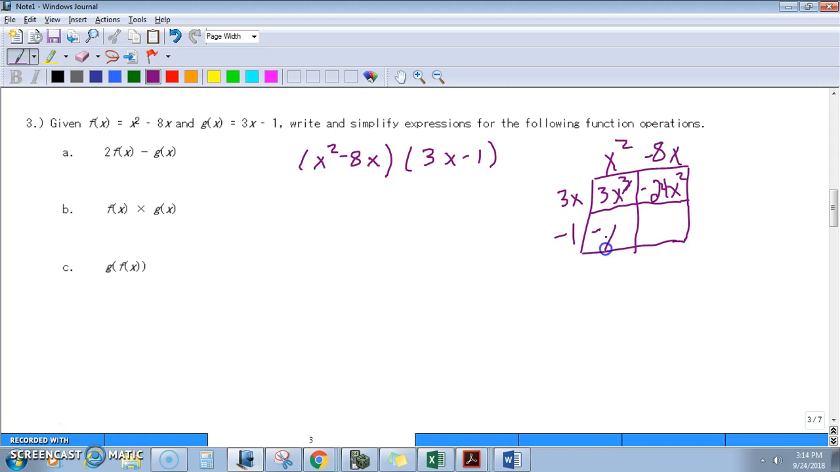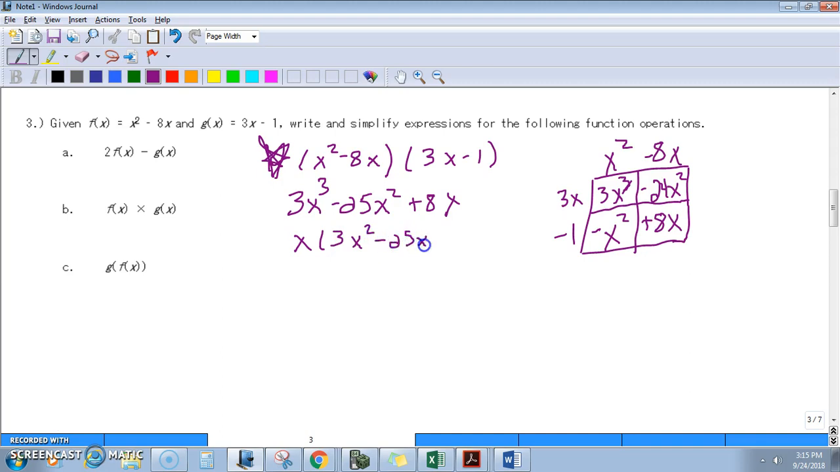x squared times negative 1 is negative x squared, and this would be positive 8x. So if you multiply them together, my best guess is actually it'll just look like this one. But if you wanted to actually multiply it out, you would get 3x cubed minus 25x squared plus 8x. You could take an x out of there, and the reason I keep doing these things is because in a multiple choice test, you're not sure which answer they're going to give you, right? You could take an x out, and then you would have 3x squared minus 25x plus 8.